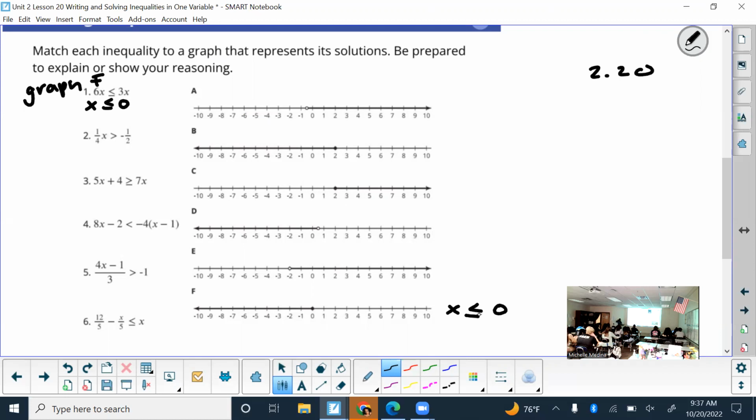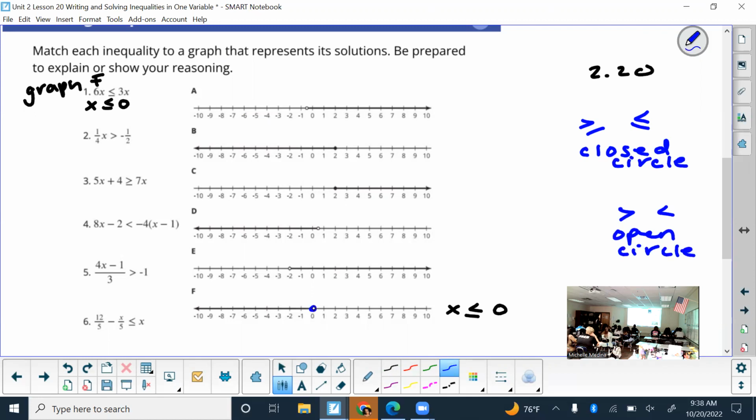This symbol would be an open or closed circle. Good. If it has the line underneath, it's a closed circle, because it includes that number in the answer. If it doesn't, then it's an open circle. So this one definitely has a closed circle, and it has the arrow pointing to where the numbers are less than 0. So that's why it matches. Make sense?